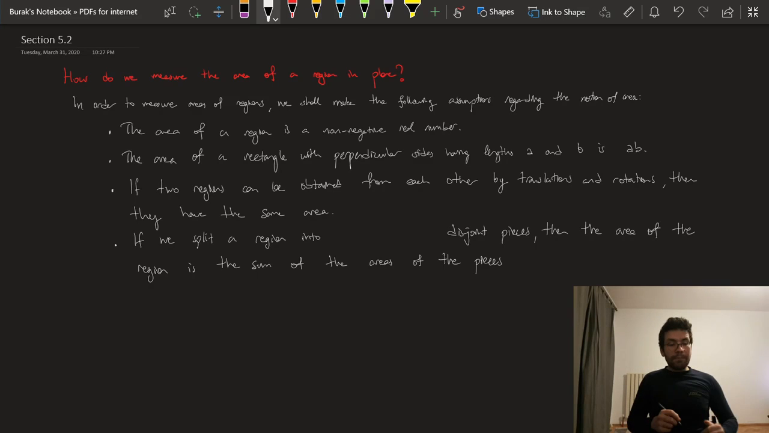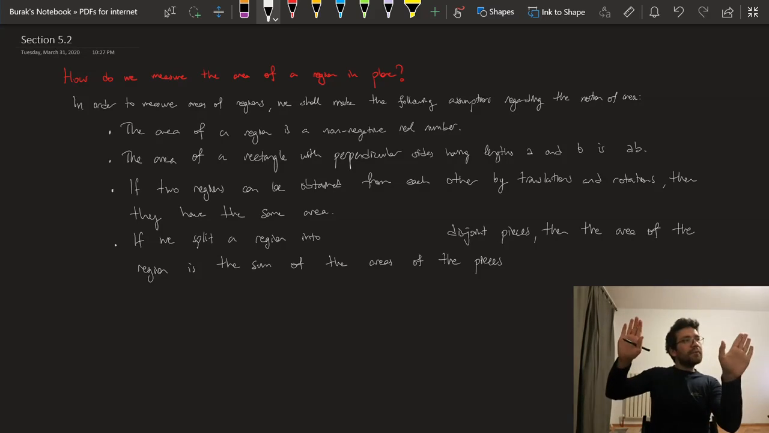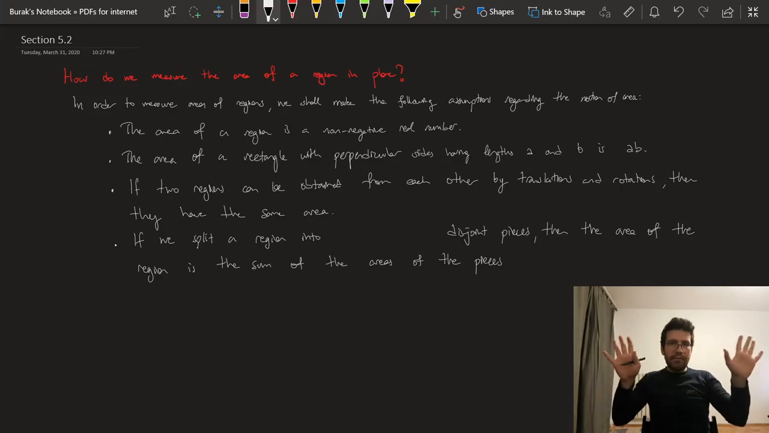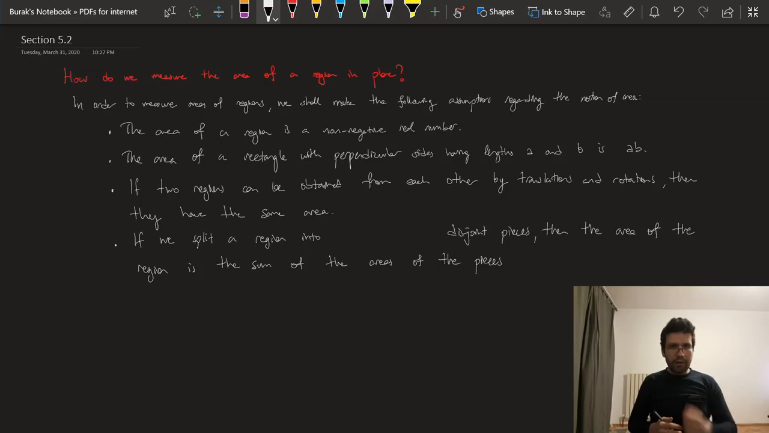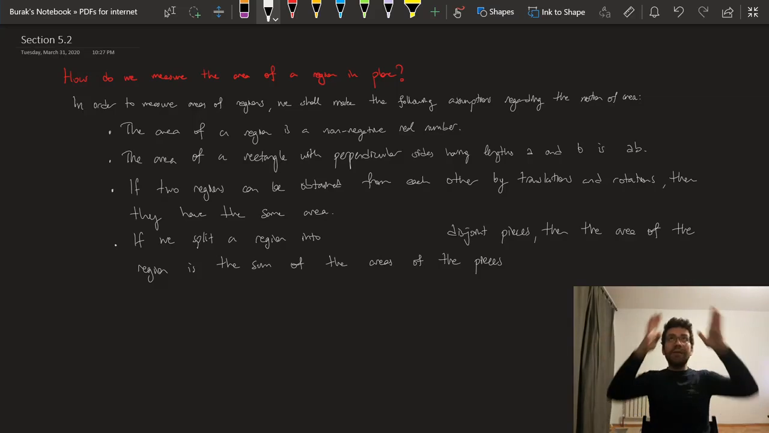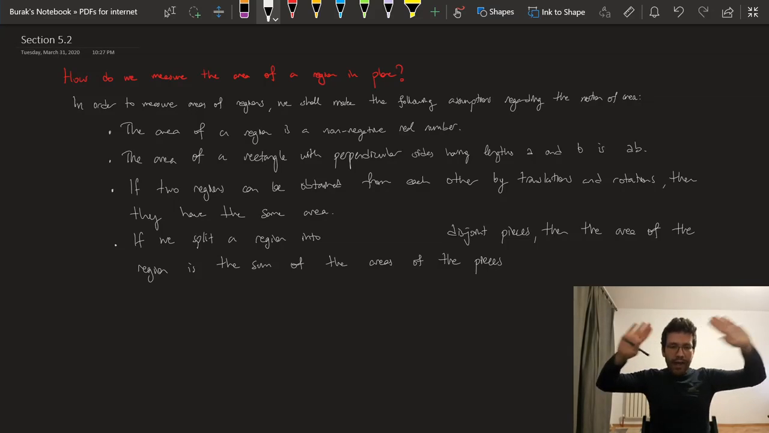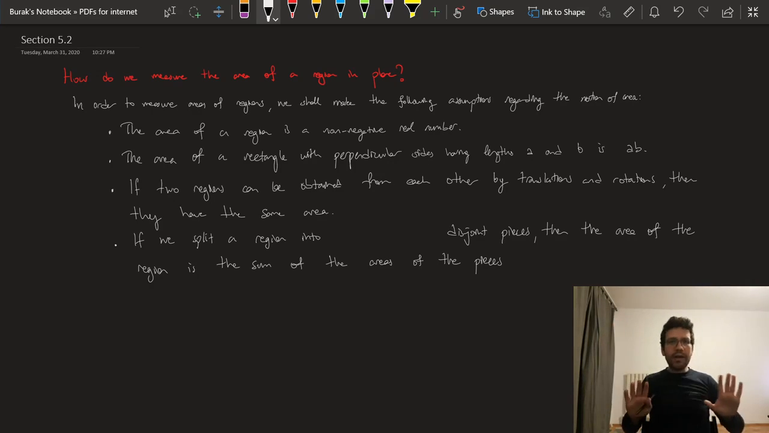So the third bullet point says that if you have two regions and if one of them can be translated and rotated into the other one, then these should have the same area, okay? And this is also consistent with our intuition regarding the notion of area. And the last item is also consistent with our intuition. It says that if you take a region, split this into disjoint pieces, disjoint meaning that they don't intersect, they don't overlap.